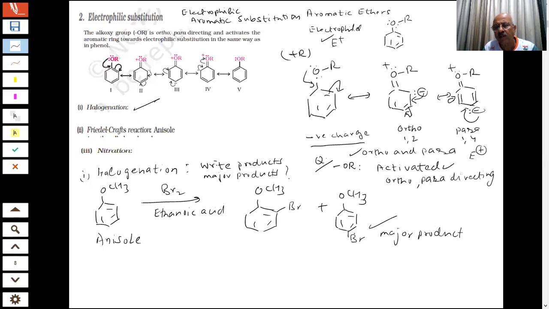These big groups and these charges want to be farther away from each other. So this is more stable than this. This is the major product. These groups are very close to each other, so there will be repulsion, as there are negative charges, electron pairs. Electron pairs will repel and they will try to go as far apart as possible.